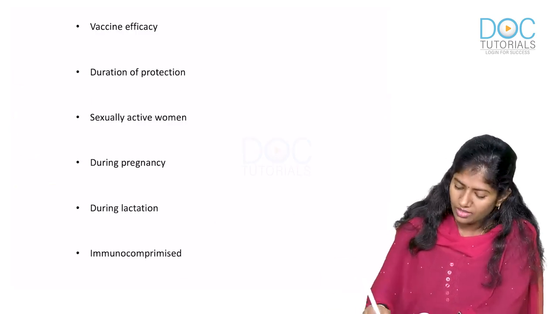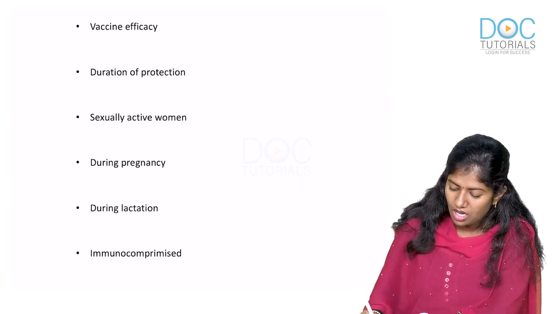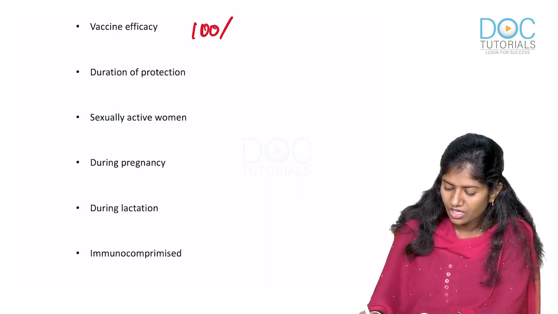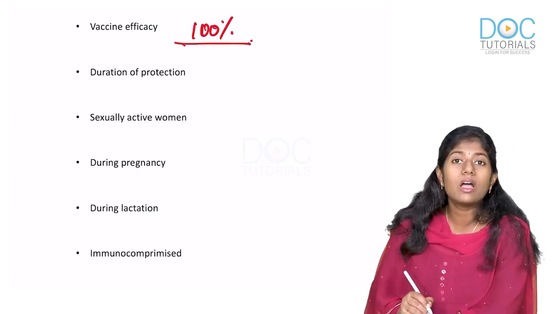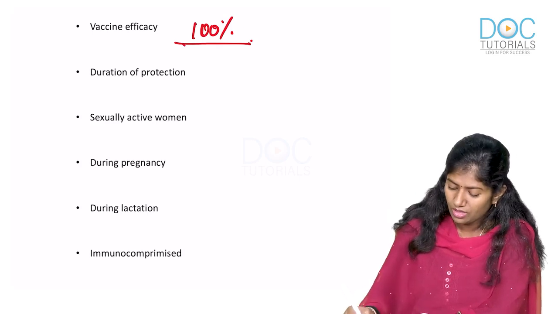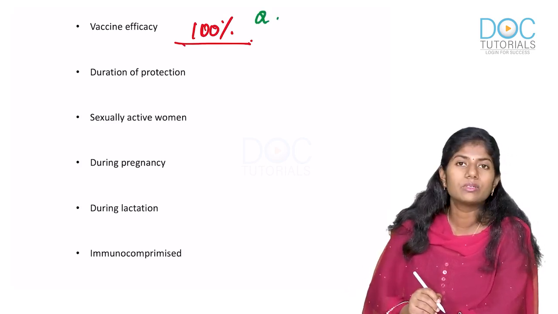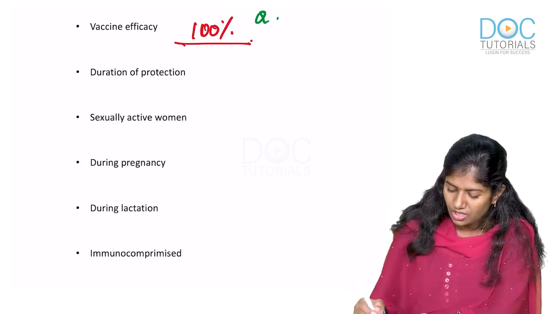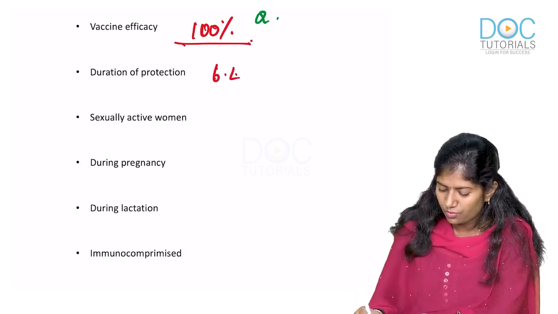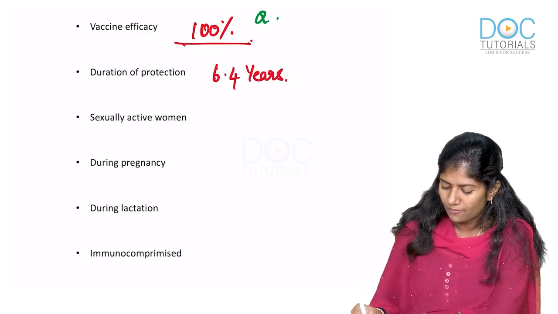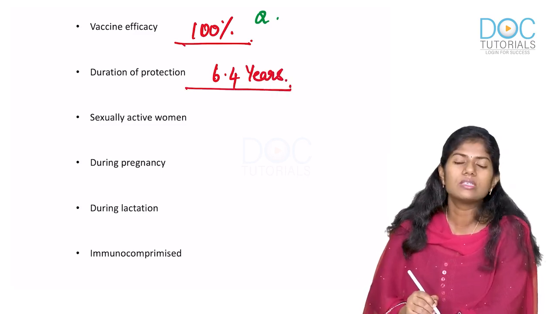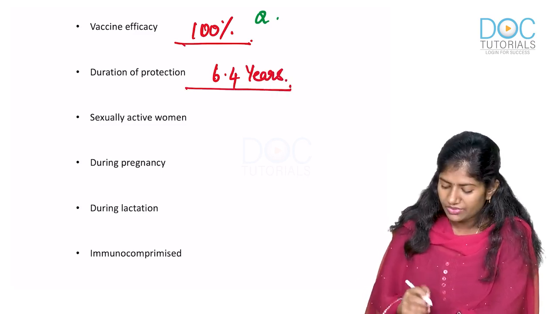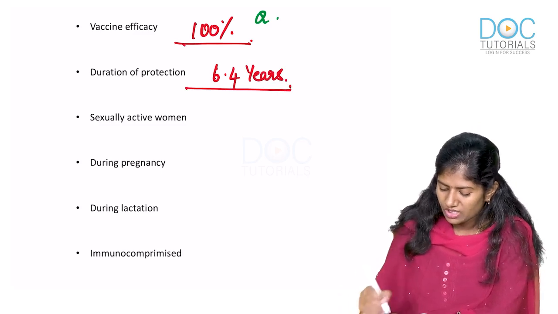And remember, the efficacy of the vaccine is 100%. Very catchy number, very important, very attractive number, important MCQ. And what is the duration of protection? The duration of protection is 6.4 years. Okay, so very important MCQ.